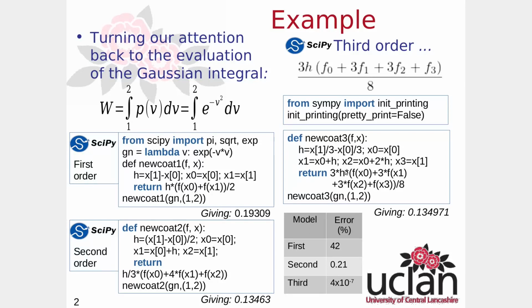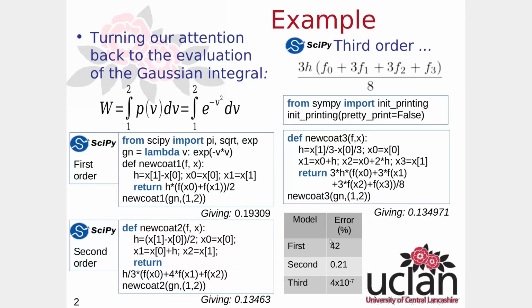So this is 3 times h over 8 multiplied by the sum of the function evaluated at x0, 3 times the function at x1, 3 times the function at x2, and the function evaluated at x3. The call is the same apart from newcote being 3 to indicate that we need to be using this new function that we've put together as the third order. And this gives a value of 0.34971.